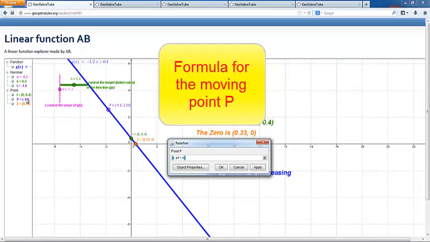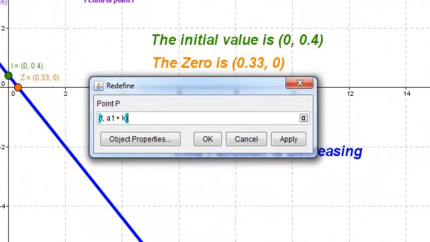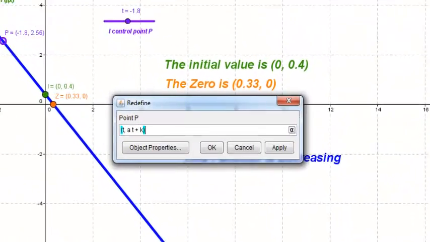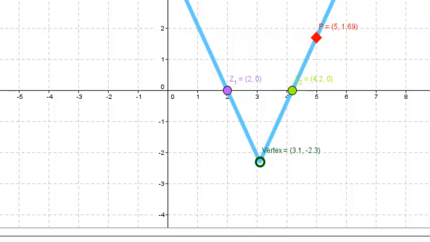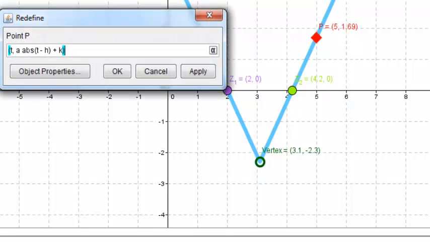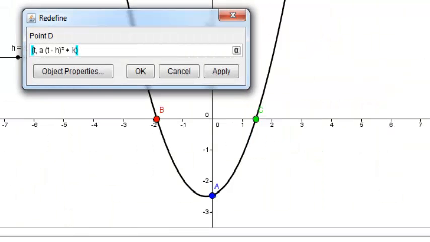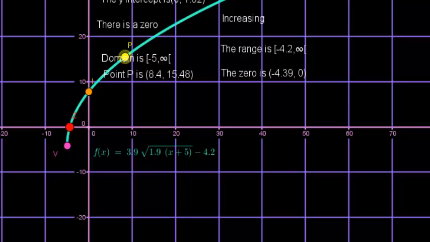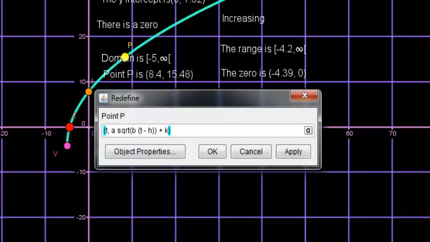In order for that to work, the point P in each case had to be defined by an ordered pair whose x-coordinate was t and whose y-coordinate was the function with the x replaced by t. So that's how it looks for the linear. There's the absolute. There's the quadratic. And there's the square root.